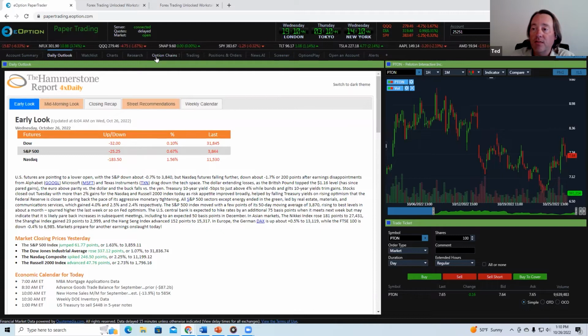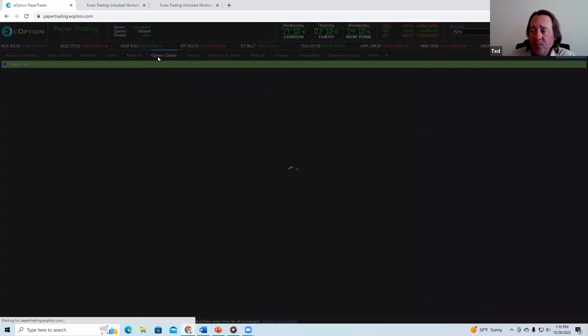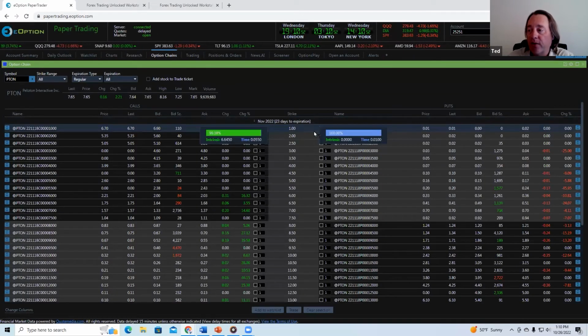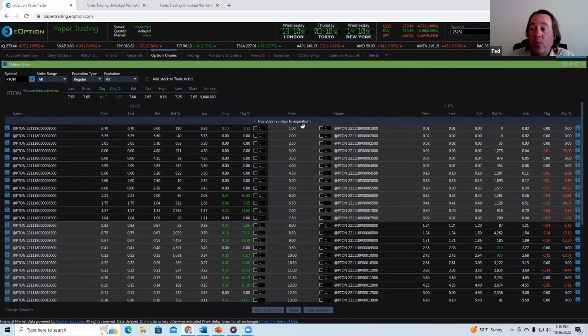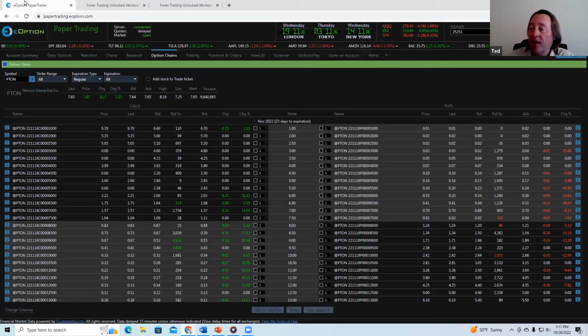Let's go to the options chain. This is a great source of information. Remember, we wanted to find out what our expiration is. So we have a November 23rd, 23 days to expiration. This is perfect, absolutely perfect for what we're looking at. So 25 days out, what was the date on that? Again, that was November 23rd.